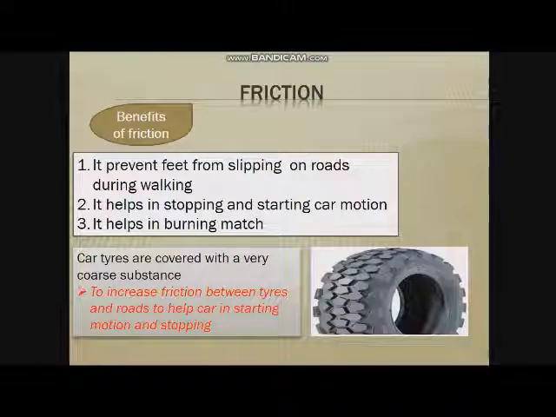Number two, it helps in stopping and starting the car motion. When I would like to stop the car, I have to apply the brakes, so the speed of the car decreases until it stops. If I would like to move the car, I have to decrease the friction force or release the brakes so I can move the car.